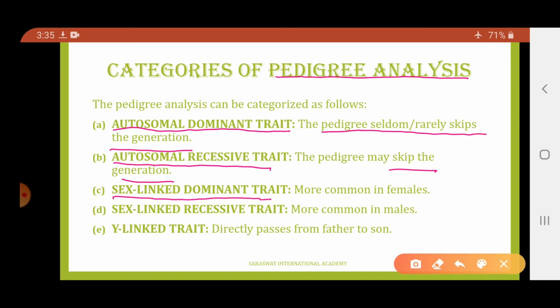Sex linked dominant trait. So basically it is more common in the females. Sex linked recessive trait, which is more common in the males. Now see students, why is sex linked dominant trait common in the females? We know that we have the two X chromosomes, right?